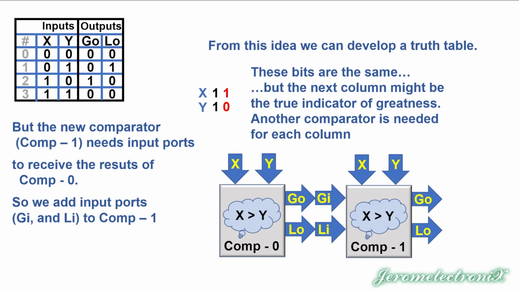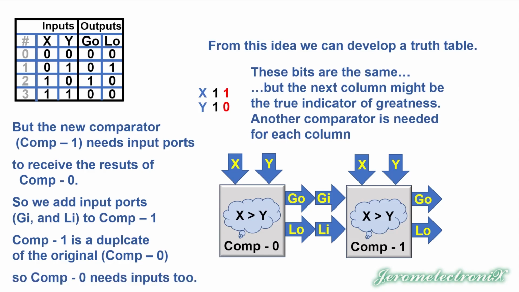However, if the greater than and the less than inputs are zeros, that is an indication that nothing has been found yet. We don't know whether x byte or y byte is the greater byte. What that tells us is that we also need to put those inputs on the first comparator, comparator 1, and that way we've got one component that we can duplicate for as many columns as we want to compare. So we need to put the greater than and the less than inputs on the original comparator as well.